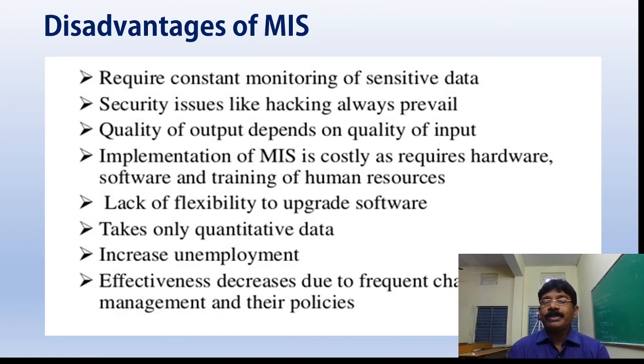Quality of output depends upon quality of input. When I give salaries account data to cash, the computer will accept that entry. If I give salaries cash account data to salaries, the computer will accept the same. So the second entry is a wrong entry. Output depends upon the input.